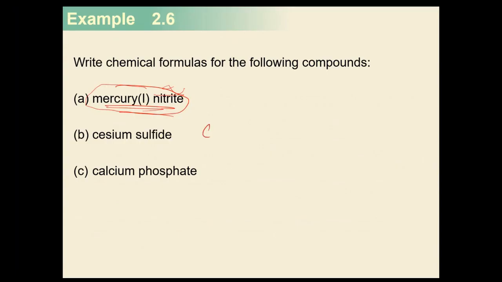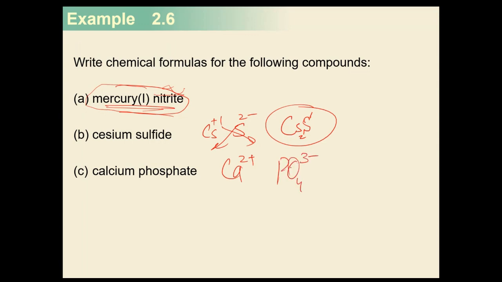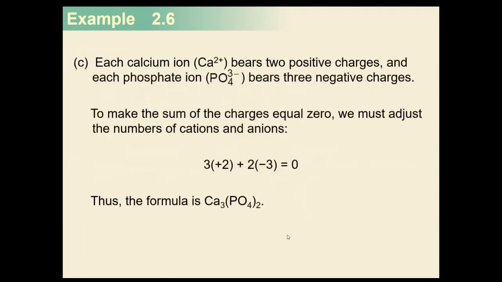Okay, so cesium sulfide: Cs is plus 1, S is minus 2, so 2 comes here and 1 comes here, Cs2S. Cesium sulfide. Calcium phosphate: calcium charge is plus 2 and phosphate PO4 is minus 3, so 3 comes here and 2 comes here, Ca3(PO4)2. Any question? We have already discussed these. They are very basic and simple.